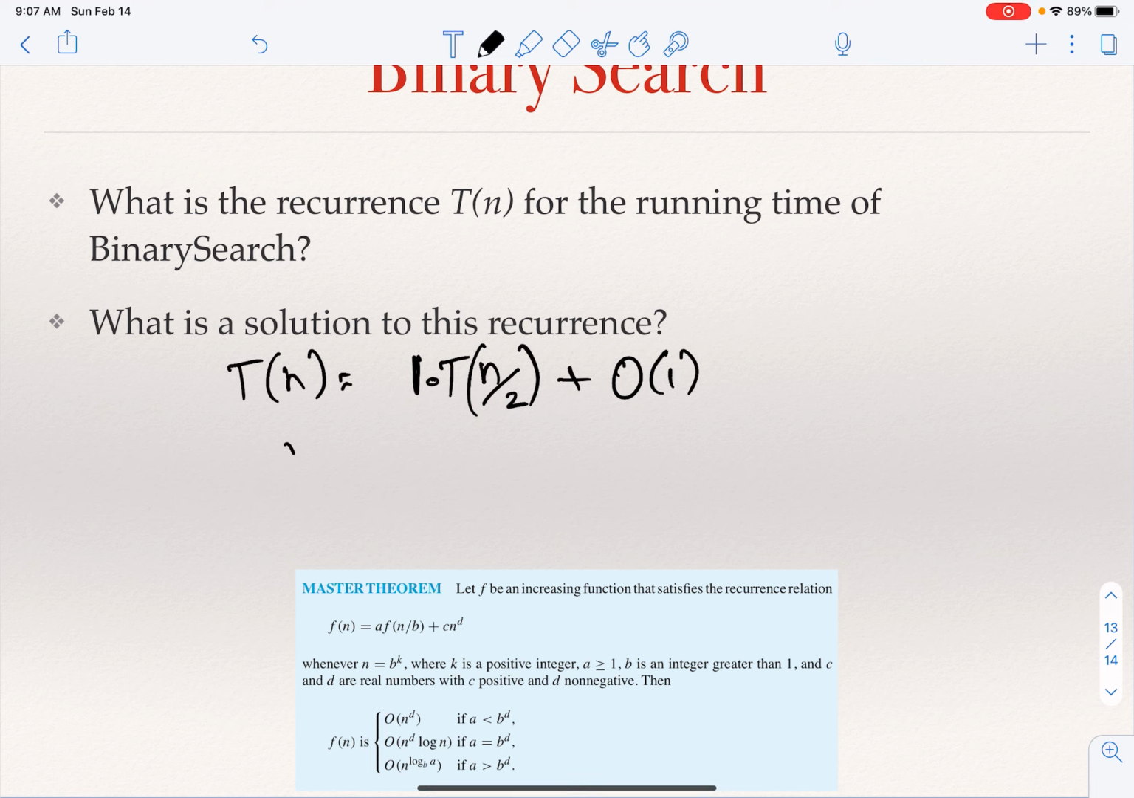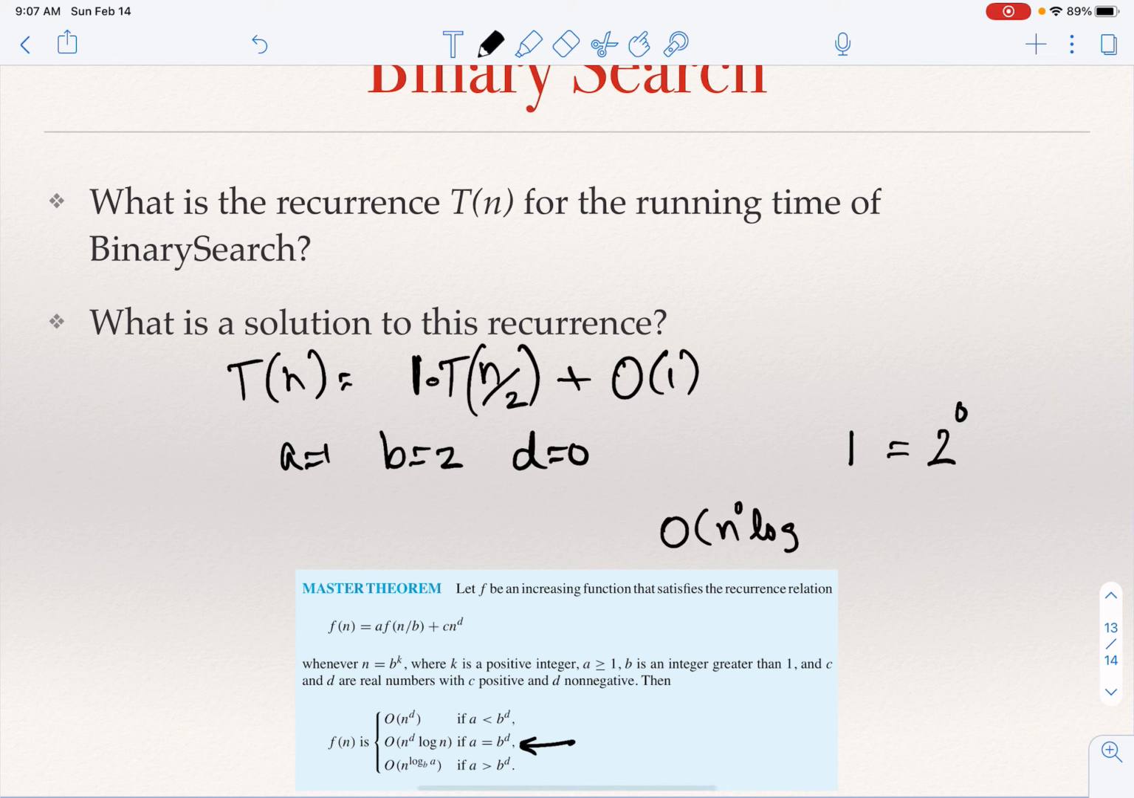Right? So A here is 1, B is 2, and D is 0, because n to the 0 is 1. So now I look at 1 and b, which is 2, to the d, which is 0. 1 and 2 to the 0, they are equal. So based on this, I get this one, which is O of n to the d, which is 0, log n, which is O of log n. So the running time of binary search is O of log n.